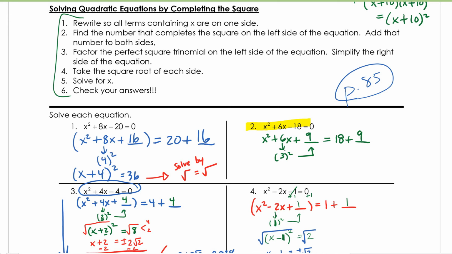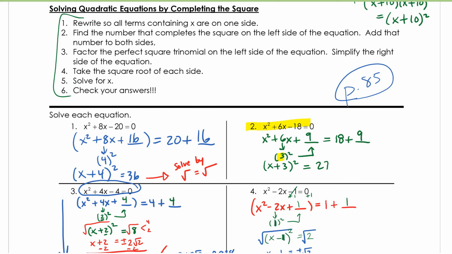Now, x squared plus 6x plus 9. What are the factors of 9 that make 6? 3 and 3. Well, that happens to be the same number that we just got when we cut the 6 in half. So that means the factors are x plus 3, x plus 3. And we write that as x plus 3 squared. And 18 plus 9 is 27.